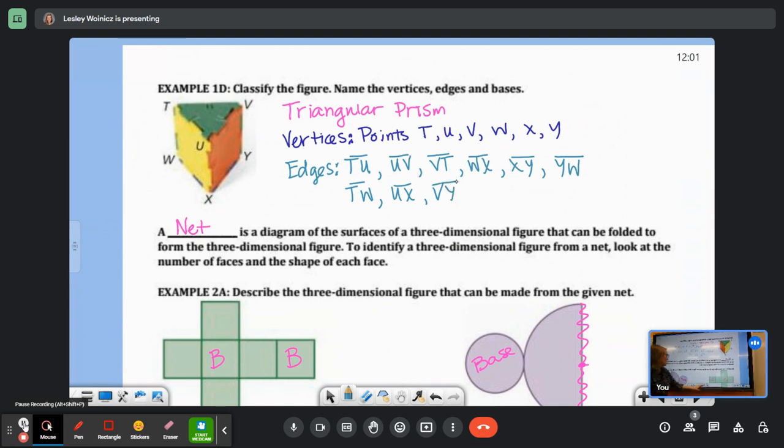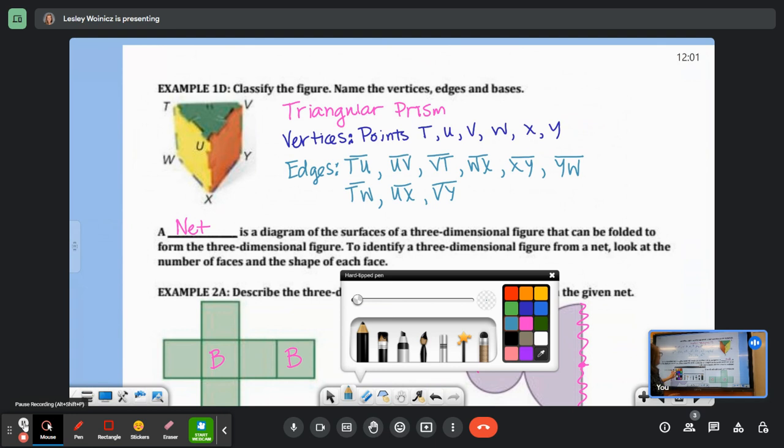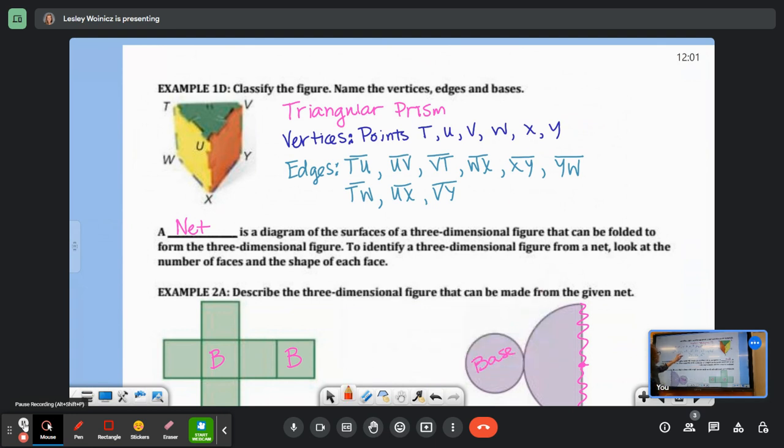And the bases. Okay, so the bases are triangles. So that is triangle TUV and triangle WXY. Okay, now we're done.